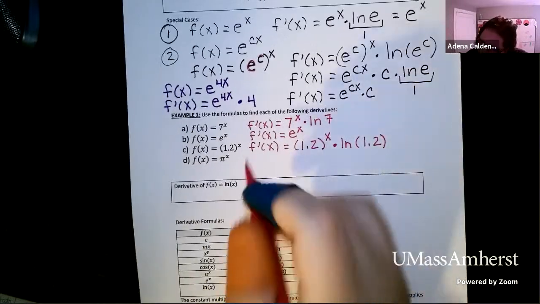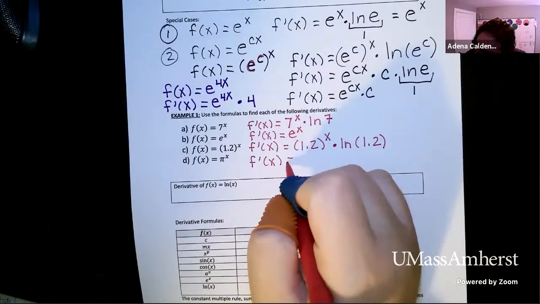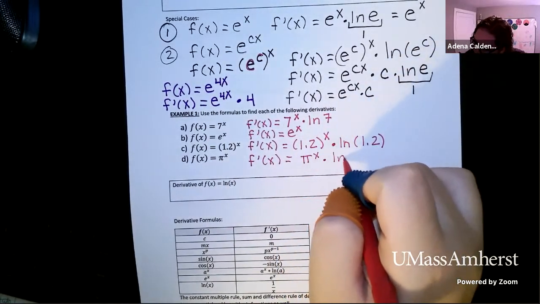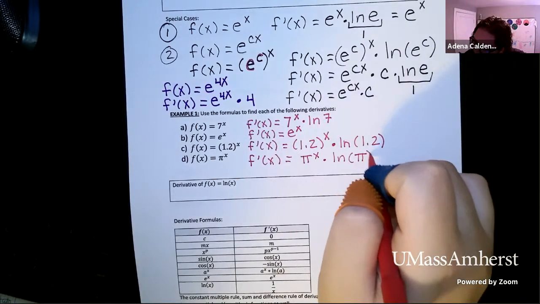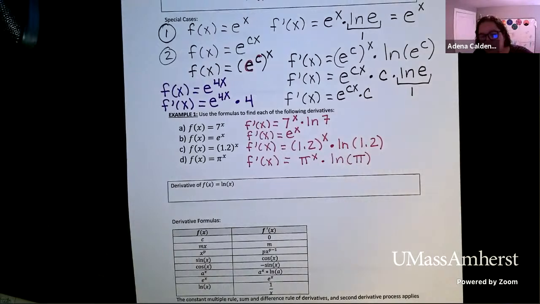And then finally, pi to the x. My derivative here is going to be the same thing back times the natural log of the base. And my base here is pi. So here I have pi to the x times ln pi. So that's just a little bit of practice on that first rule.